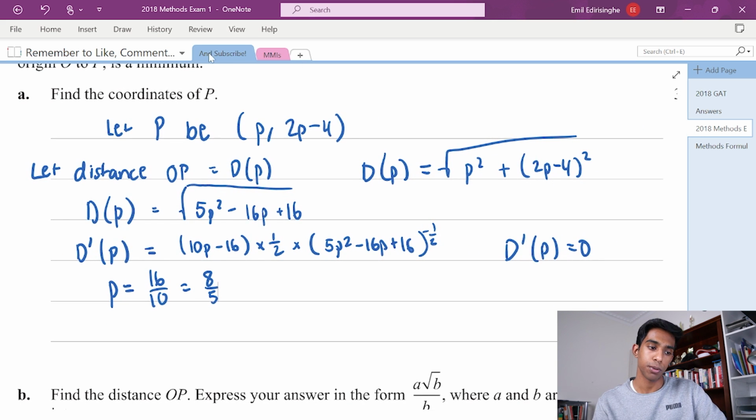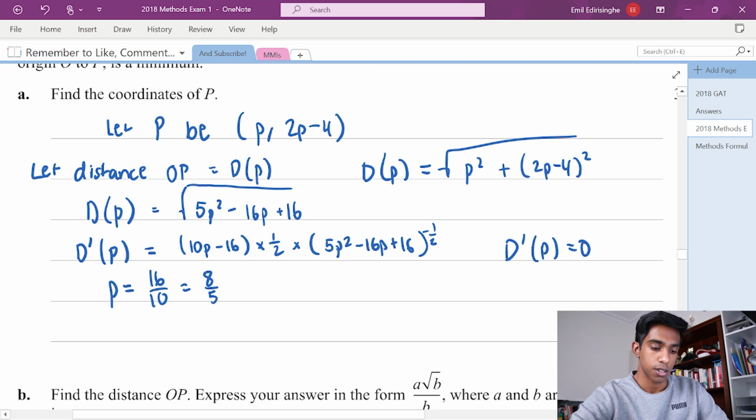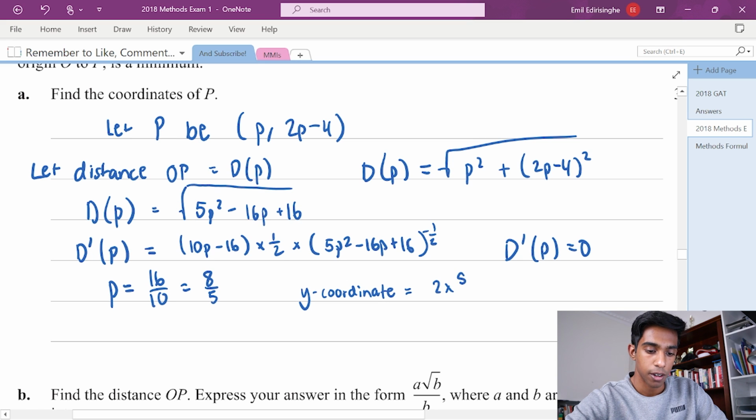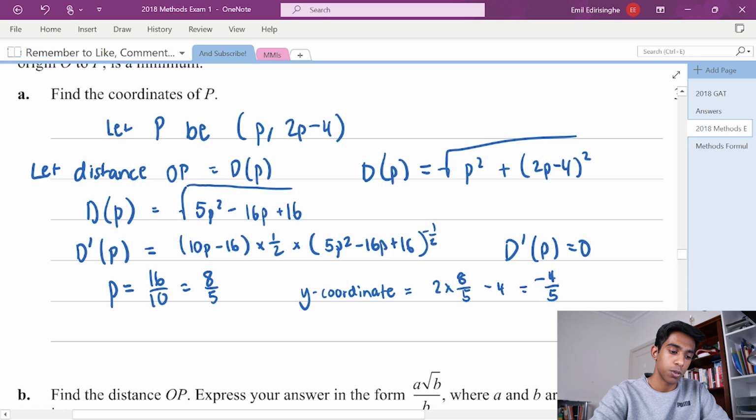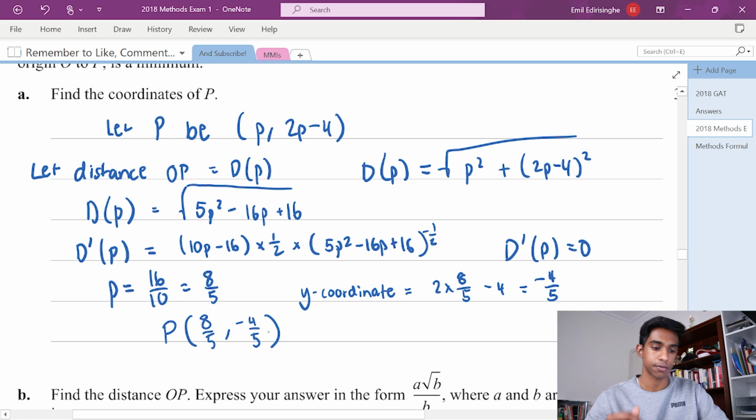And then what I'll do is I'll put that into this equation here to get the y coordinate. So y coordinate equals 2 times 8 on 5 minus 4, which gives us 16 on 5 minus 20 on 5, which equals negative 4 on 5. And this gives us coordinates of P: 8 on 5, negative 4 on 5.